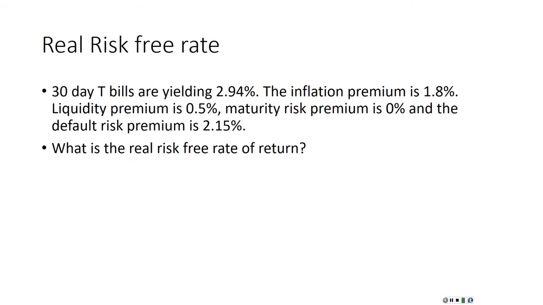In the first problem, we determine the real risk-free rate. 30-day Treasury bills are yielding 2.94%. The inflation premium is 1.8%. The liquidity premium is 0.5%. The maturity risk premium is 0%. And the default risk premium is 2.15%. What is the real risk-free rate of return?